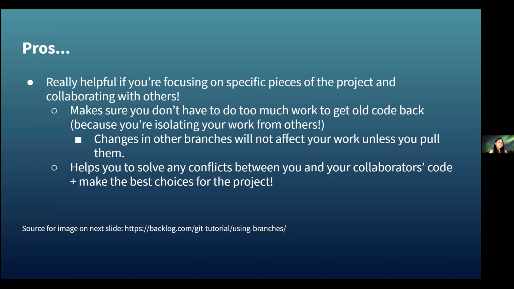Okay, so just a few pros of what Git and branching help you do. It is really helpful if you are focusing on specific parts of the code and you want to add a new feature and you don't want to mess things up for real. It makes sure that you don't have to do too much work to get old code back because you are working on that separate branch. The work you're doing in that branch does not affect anyone else's work unless you pull those changes later, which we will get into.